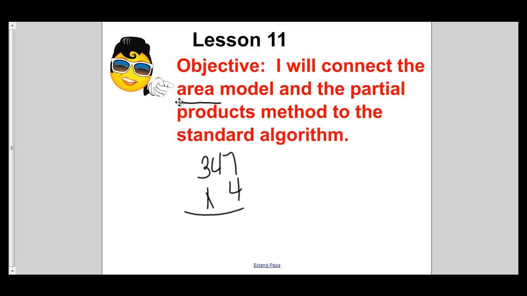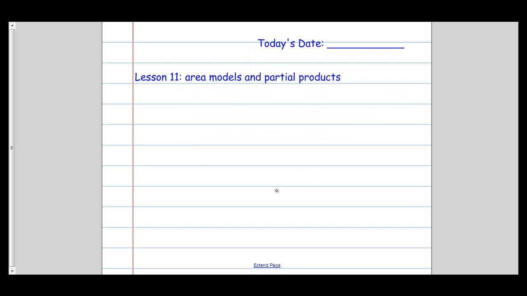Well, the area model is going to help us when we decide to do 2-digit times 2-digit, like 44 times 26. So that's why we're learning a new strategy today. In your journals, go ahead and write today's date and lesson 11, area models and partial products. Make sure you write that really neatly so that when you go back and look at it, you'll be able to read what you wrote.